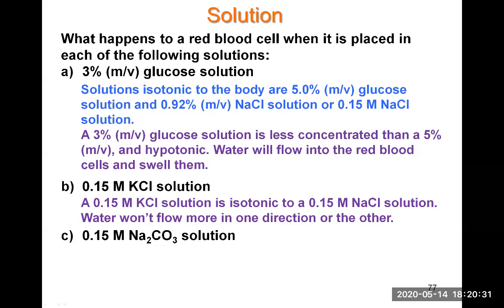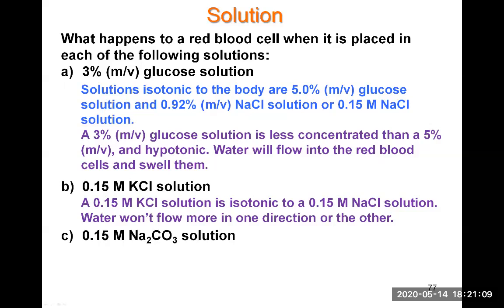So now let's take the case where you place your red blood cell into a 0.15 molar Na2CO3 solution. Again, you want to compare this to the same type of concentration unit, molarity. So we will compare it to 0.15 molar NaCl solution. Inside the red blood cell, we have 0.15 molar NaCl solution, and outside, we have 0.15 molar Na2CO3.